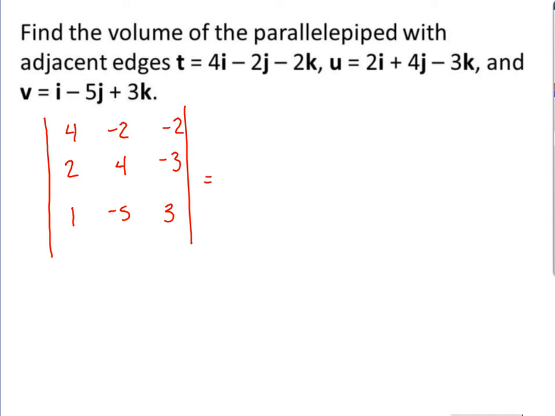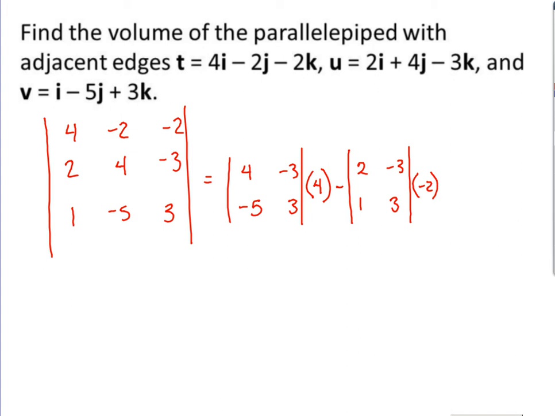Since we're going to deal with 4 first, we're going to ignore its column. And we're going to do the determinant of the other parts. So that's going to be 4, negative 3, negative 5, and 3. And that's going to be times that 4. Minus, we're looking at that first negative 2, that second column. So we're going to ignore that column. We're going to do the determinant of 2, negative 3, 1, and 3. And we're going to multiply that by the negative 2.